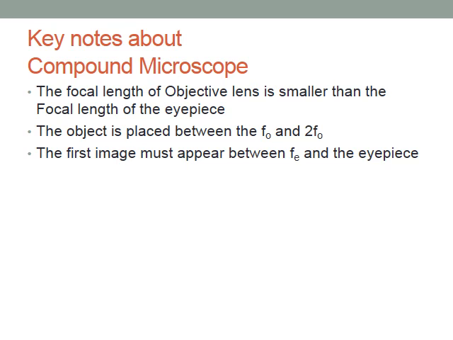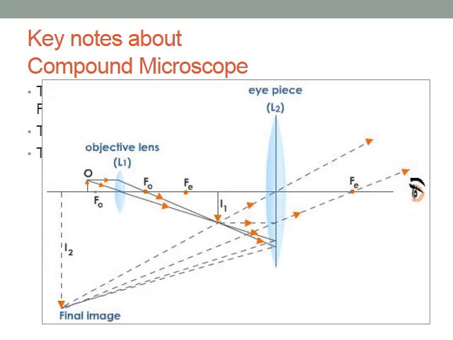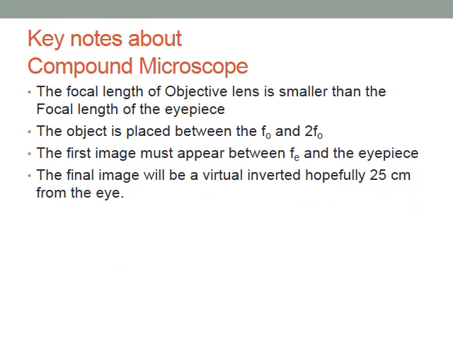Another key thing, and we talked about this a lot already, is that the first image needs to appear exactly between the focal length of the eyepiece and the eyepiece itself. So this range over here is where the first image has to appear. And then finally, the final image will ideally be a virtual inverted image that's hopefully somewhat close to your eye, in order for it to be as big as possible in a reasonable way.